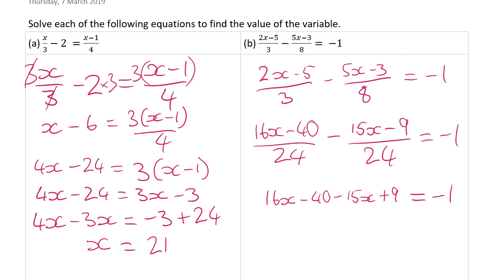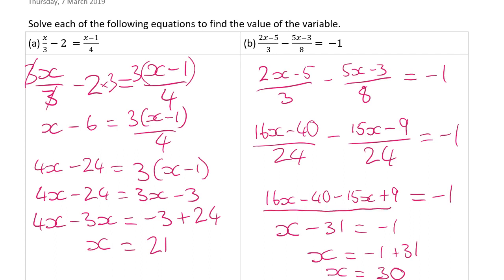They can be tricky. So I've got 16x minus 15x, great, I've just got x, and then negative 40 plus 9 is going to give me negative 31 equals negative 1, x then equals negative 1 plus 31, so therefore x equals 30. And I'm going to pause and check that. And I've realized I've made a vital error in that I forgot that I still have to divide all of this by 24.